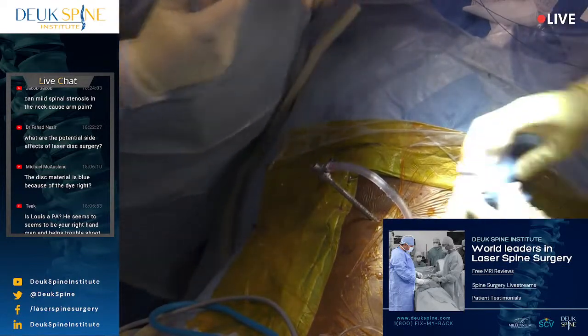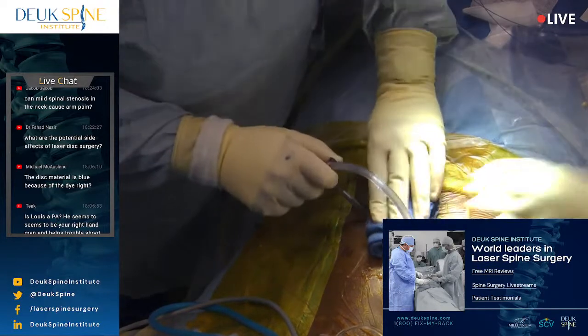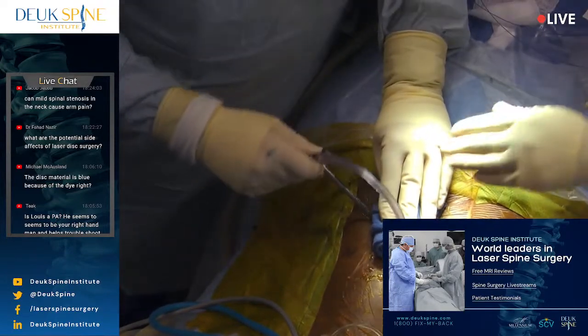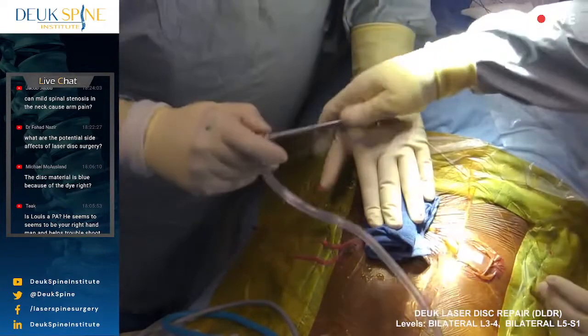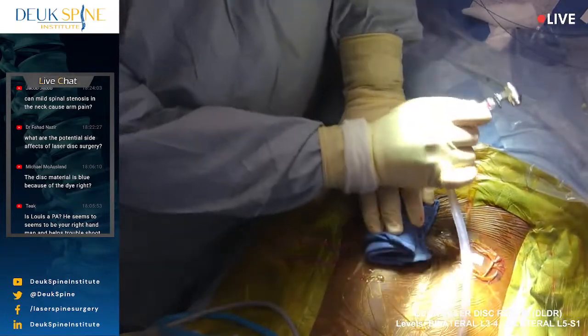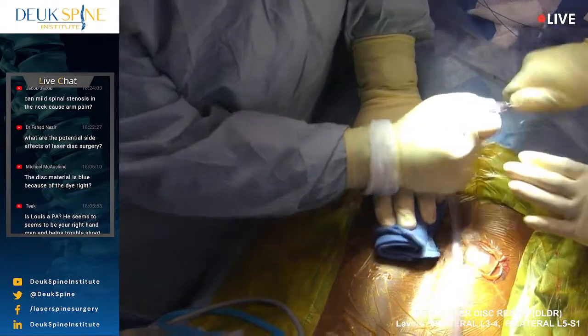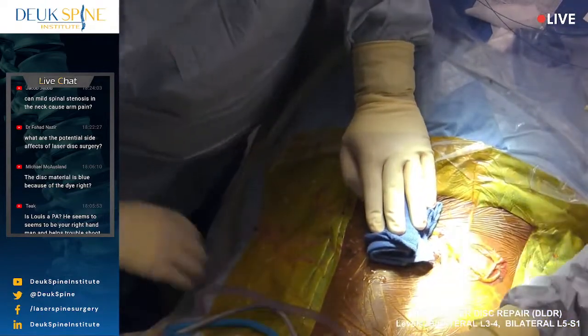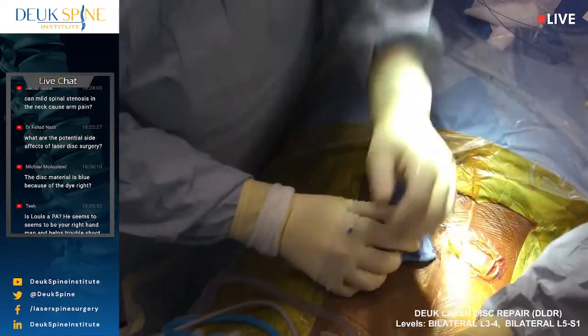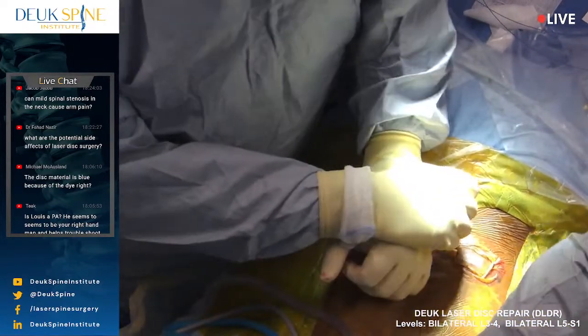Okay, we have just finished up the last disc in this patient. He had 2 discs, one on each side, and he had leg pain on both sides, so we wanted to make sure we treated the leg pain on both sides. I would call it a 10 mil blood loss, 10 cc's. I'm going to hold some pressure here.